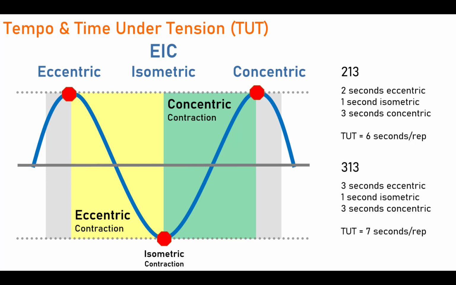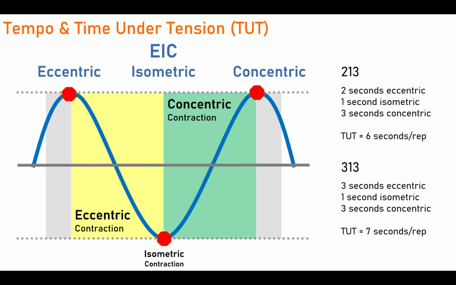Let's say I manipulate that a little bit and add 1 second to my eccentric phase. Instead of taking 2 seconds to descend, I'm doing 3 seconds to descend. I look at 3-1-3, that's 7 seconds per rep. That's 70 seconds for the same 10-rep exercise. So it's 10 more seconds that my muscle tissues have to respond to that external loading.